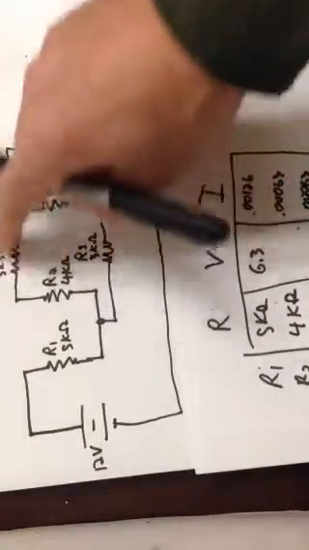And now that we know the current through each of these resistors, again with Ohm's law, all we need to do is multiply that current by the resistance to find the respective voltage.